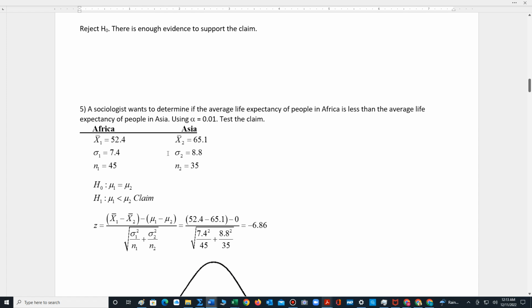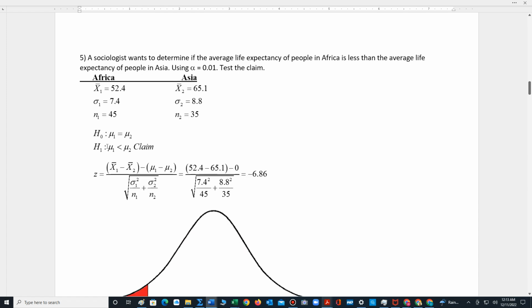Keep in mind that we're given population standard deviations. Thus, we have a z-test. And we're stating that the average life expectancy of people in Africa is less than the average life expectancy of people in Asia. That's our claim. That's H sub 1. H naught is that the two means are equal. We apply the formula. Keep in mind that the difference in the population means is 0.